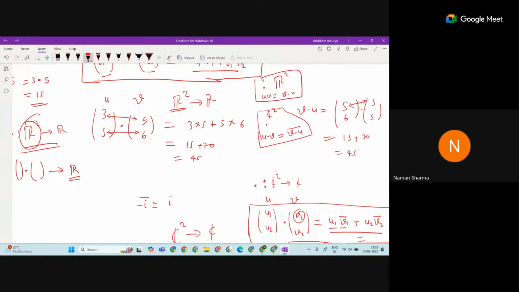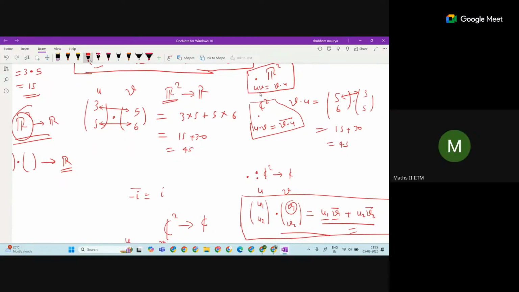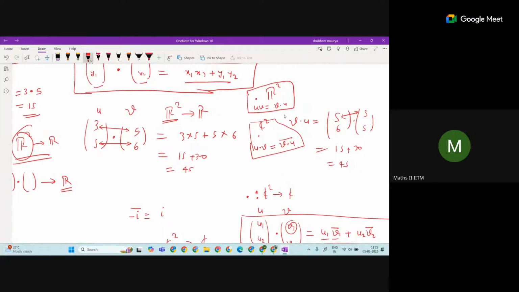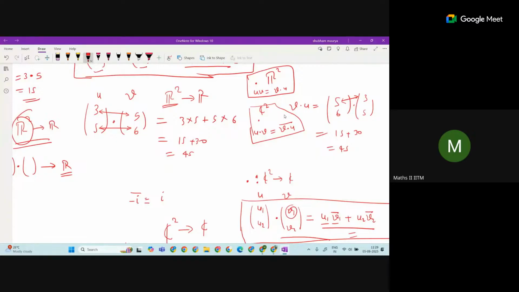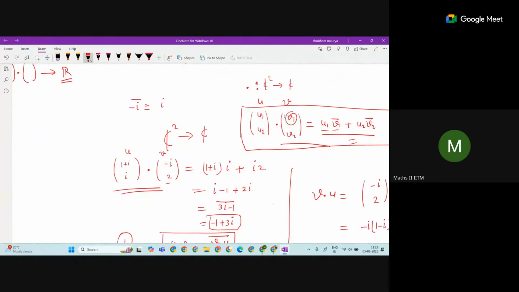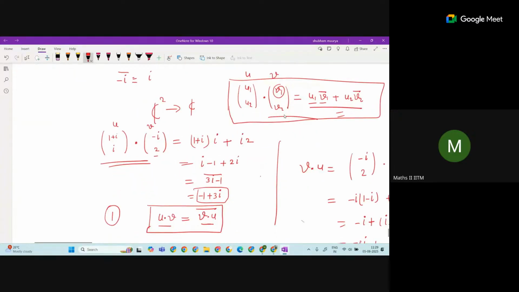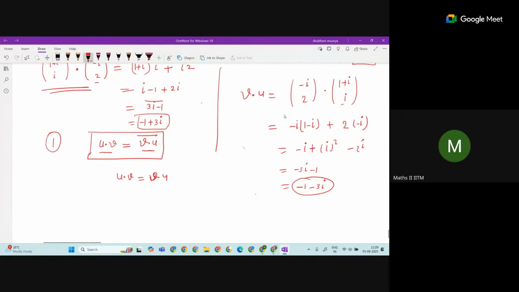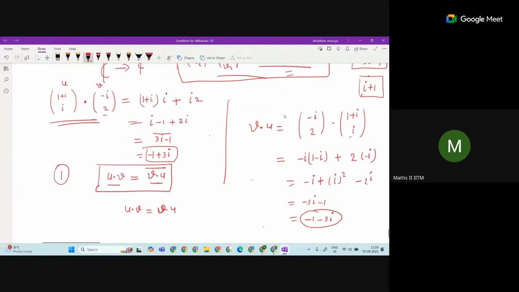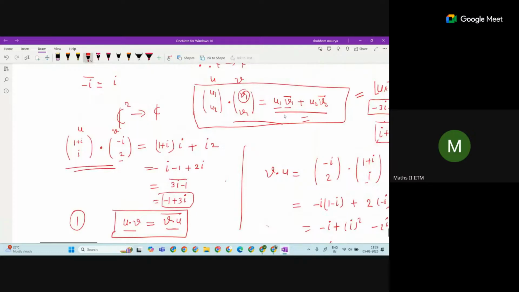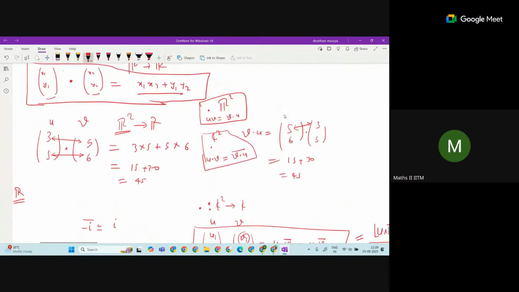Sir, this complex definition also holds true in the case of real numbers? Yes, because there is no imaginary part, so there will be no conjugate. So it is also true in the case of the real part, exactly. But always note it, don't forget it while doing. Whenever I used to do the dot product in complex, I used to forget to take the conjugate. But if you are doing an exam, don't forget. Do the conjugate and then multiply, otherwise you will get a calculation error.